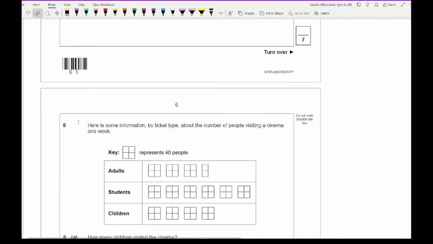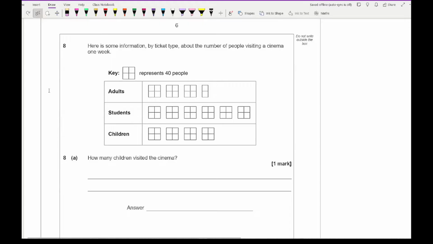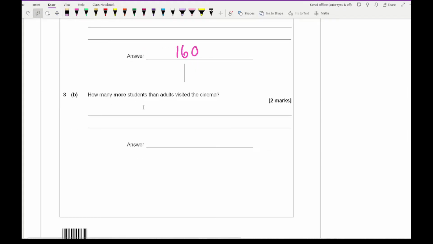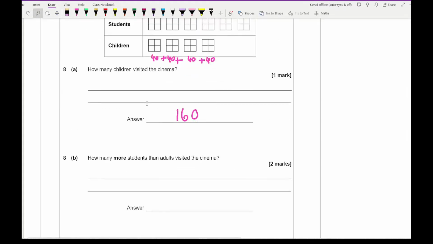Moving on to question 8, it says here is some information by ticket type about the number of people who visit a cinema in 1 week. And it says one of these squares represents 40 people. It says how many children visited the cinema. Well, in terms of the children, we've got 40 plus 40 plus 40 plus 40, which all adds up to give me 160.